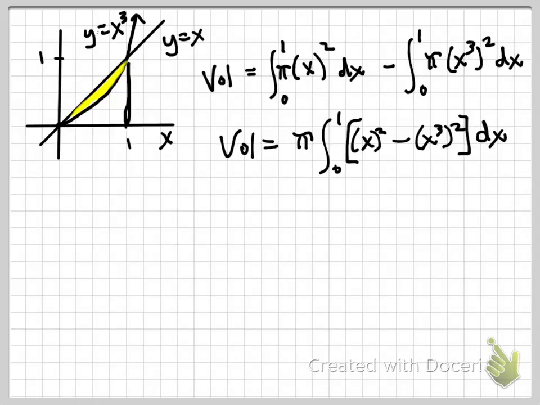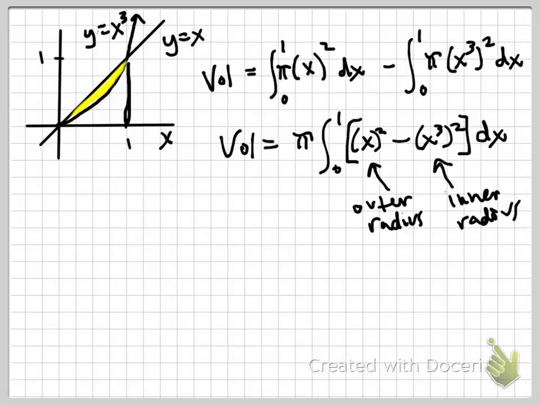And what we really see here is we have the outer radius of our figure squared minus the inner radius of that squared. Okay?